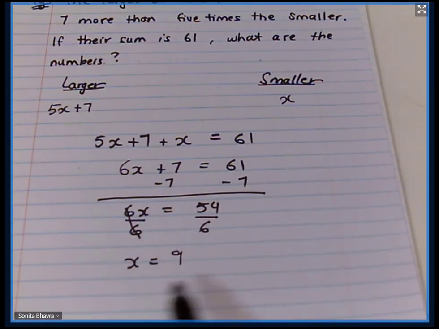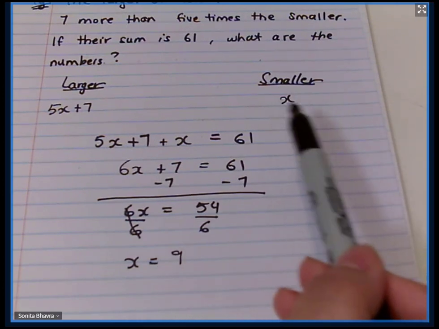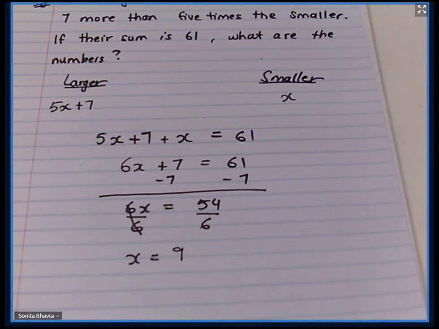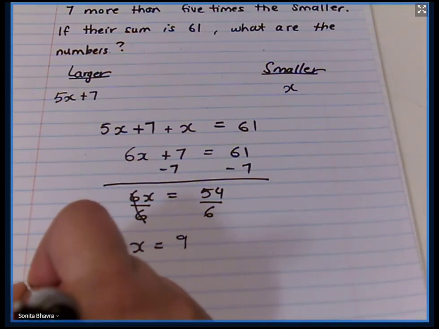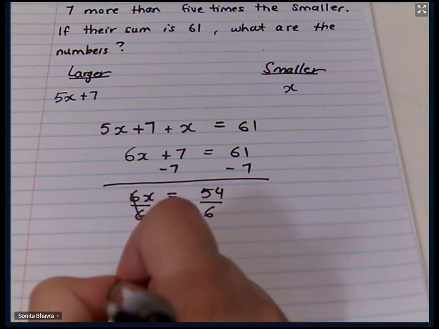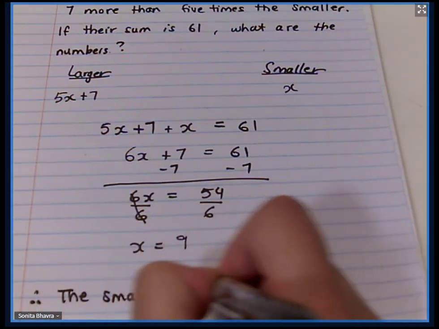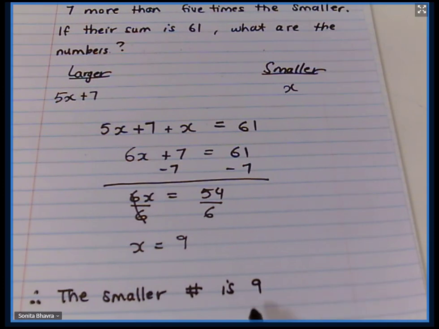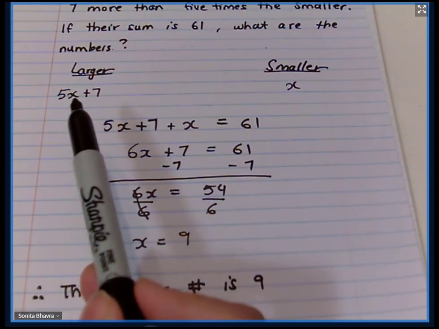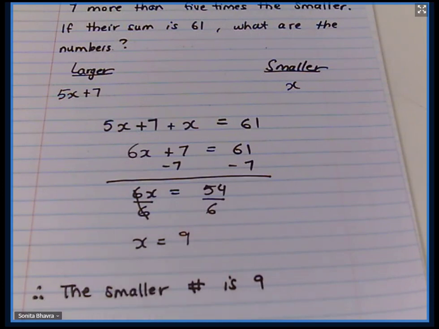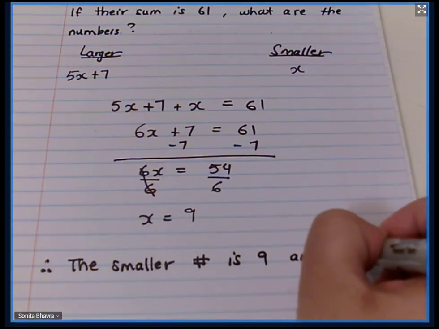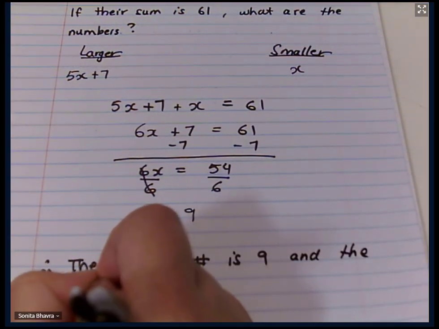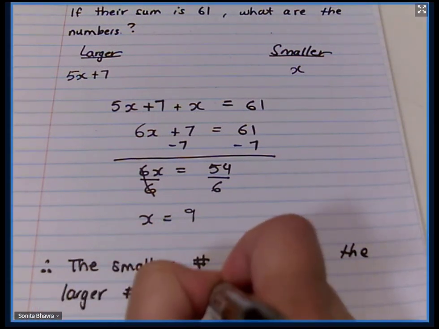So X is equal to 9. That means X, our smaller number, is 9. Therefore, the smaller number is 9. The larger number is going to be 5 times 9 plus 7, which gives me 52. So the smaller number is 9, and the larger number is 52.